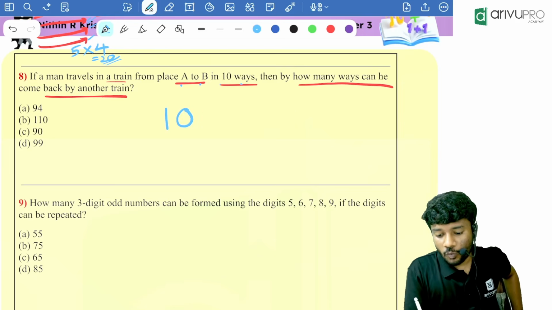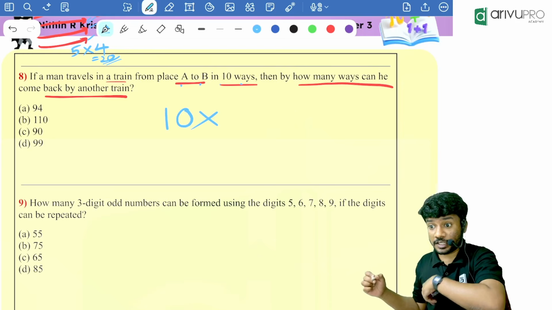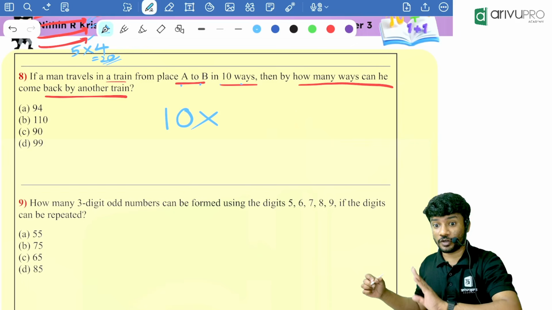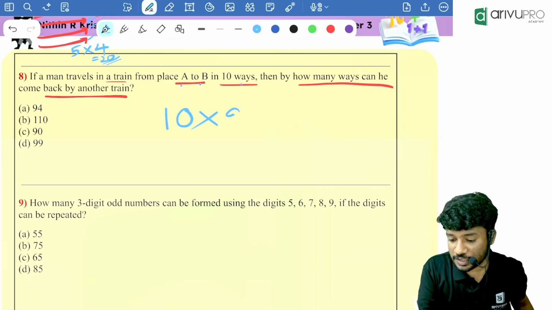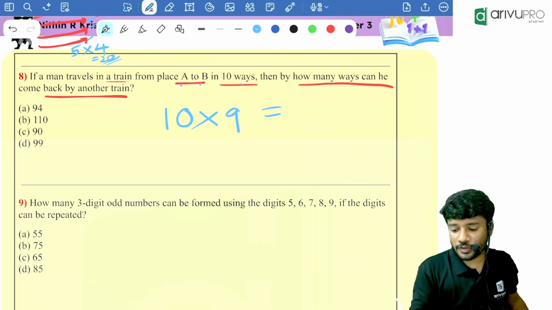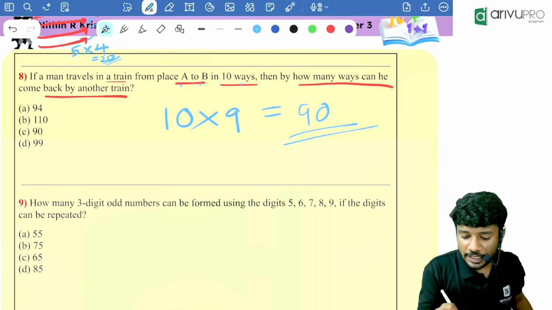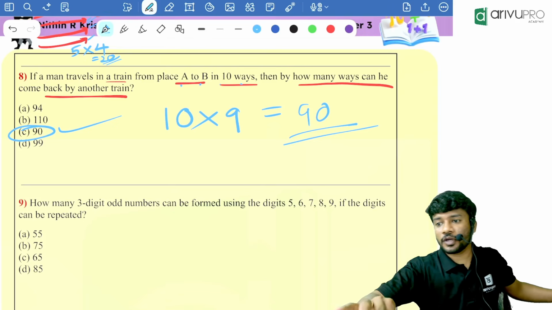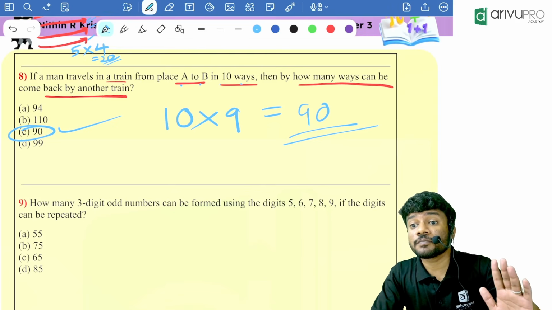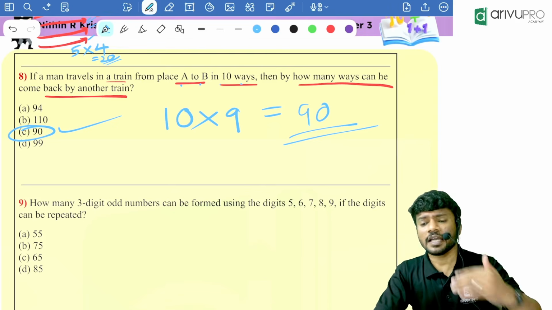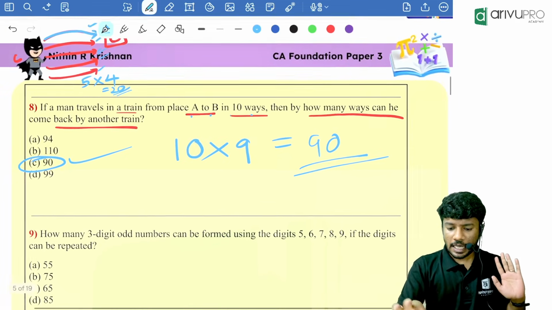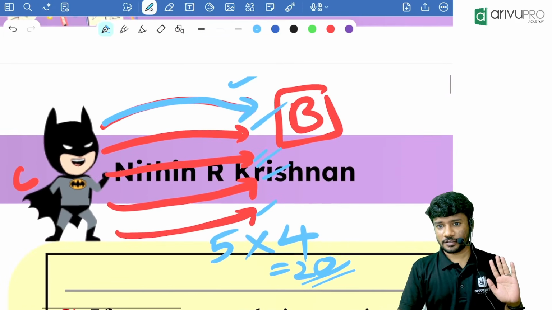10 ways. While coming back, can he take the same train? Can he take the Shatabdi again and come back? No. He should take some other train. How many trains are there? 9 trains are there. So answer is how much, people? 90. Are you getting the point? Did you understand this? This question? Hey, I'll explain. Yes. Now, you understood this one?